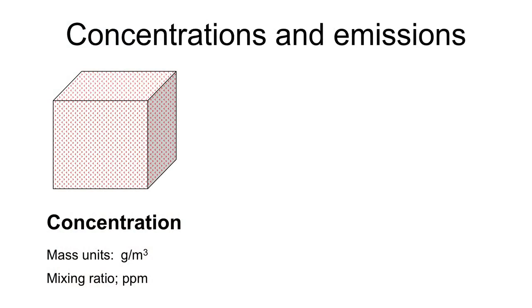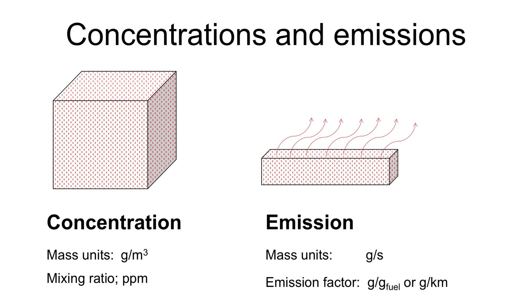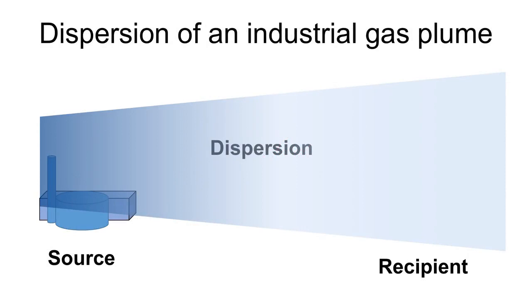The concentration of a gas is usually expressed in mass units, gram per cubic meter, or as a mixing ratio, parts per million. Concentration is a useful unit in many applications related to atmospheric chemistry or health effects. However, in many other applications the goal is to determine the emission of a gas, expressed as gram per second, or the emission factor expressed as gram per gram fuel or gram per kilometer. The gas emitted from a source will be dispersed during transport to the recipient. It may also undergo chemical transformation.